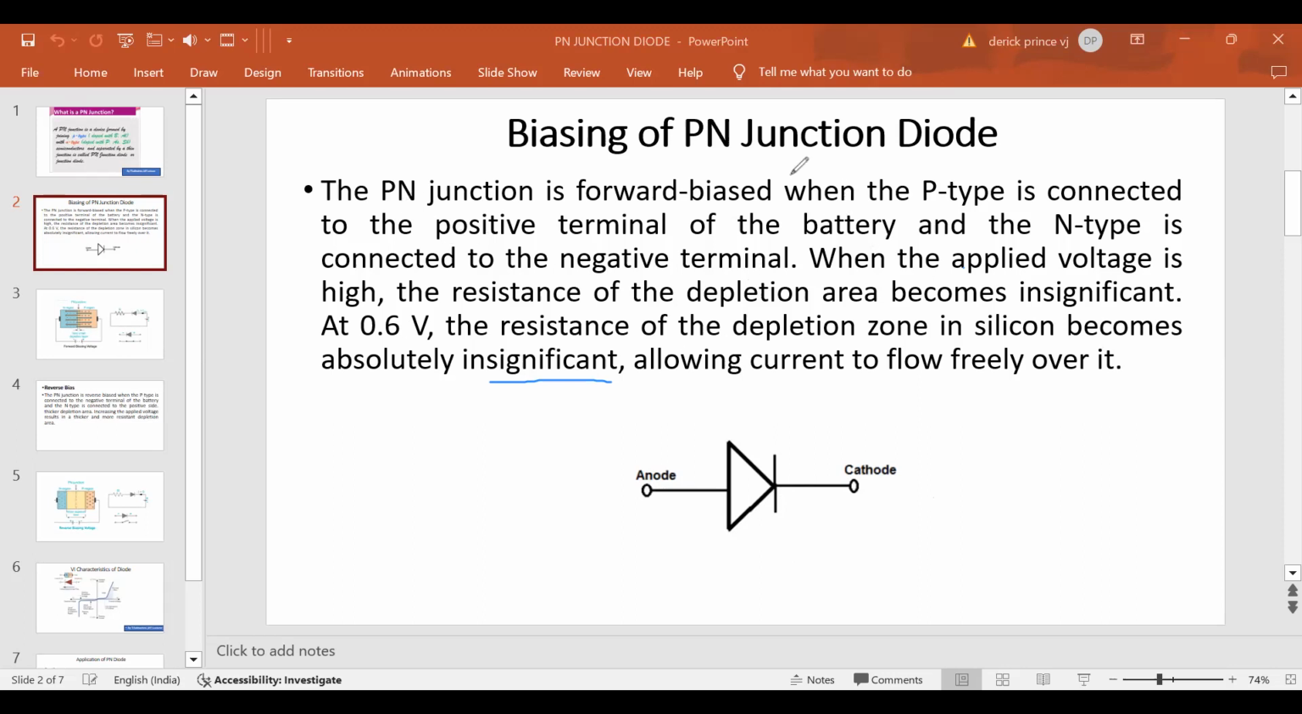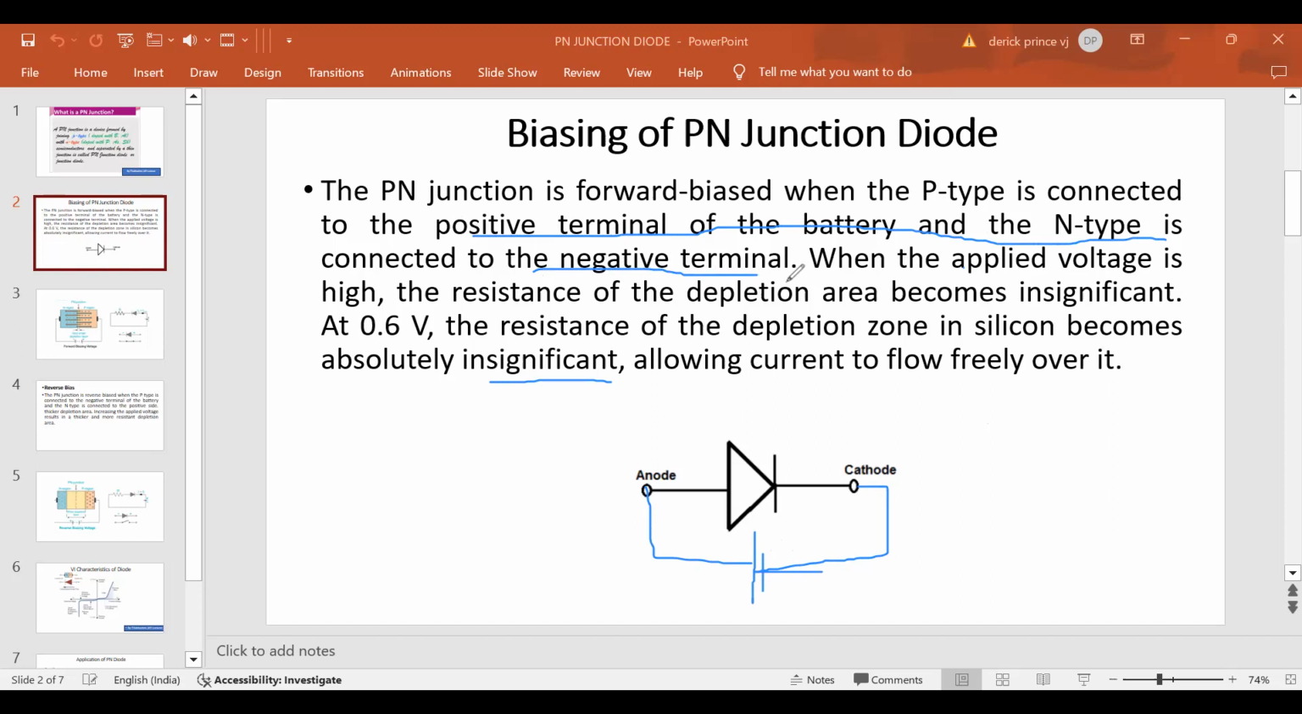Okay, now I'm going to bias. The PN junction is forward biased when the P-type is connected to the positive terminal. So this is P-type. This P-type I'm going to connect with the positive terminal, and this is N-type. I'm going to connect it with the negative terminal. For a clear picture, we'll go to the next slide so that you can understand that. So the positive terminal of the battery, and the N-type is connected to the negative terminal.